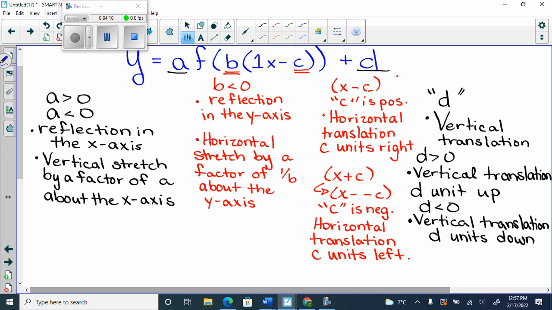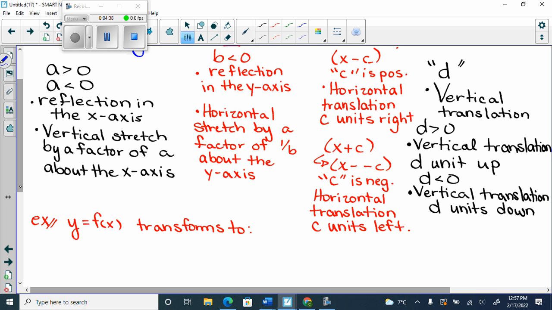Okay, so that's at the top of your page. I'm going to give you some examples to try. So I'm going to give you y equals f of x, and then I'm going to give you transforms to, and I'm going to give you a few examples. And I want you to state just the transformations. So y equals f of x transforms to y minus 3 equals f of 2x plus 1. That's A. And what order do the transformations have to be stated in? Stretch, reflect, translate. Correct? We'll do the first one together.